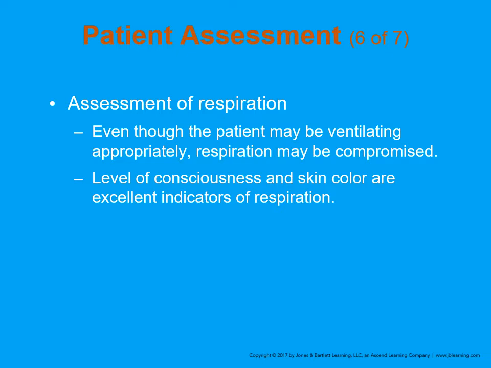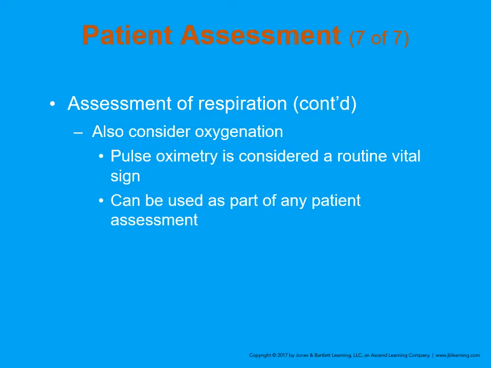A patient's level of consciousness and skin color are excellent indicators of respiration. When assessing a patient, consider proper oxygenation, which can be assessed by pulse oximetry. Oxygen saturation measures the percentage of hemoglobin molecules that are bound in arterial blood. A pulse oximeter measures the percentage of hemoglobin saturation. Your SpO2 should be between 98 to 100% while breathing room air. In conditions such as a stroke or a heart attack, oxygen is applied when the SpO2 is less than 94%.